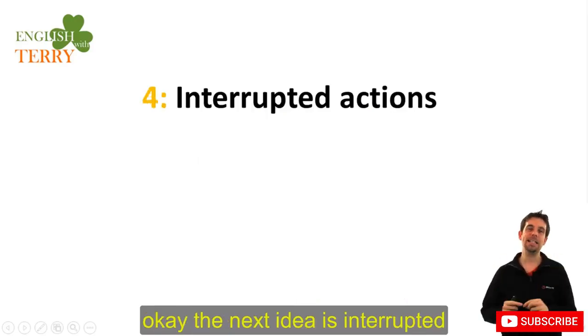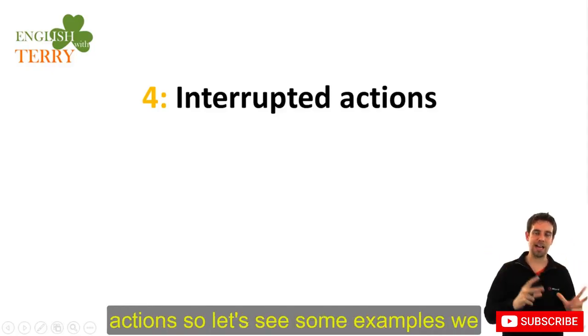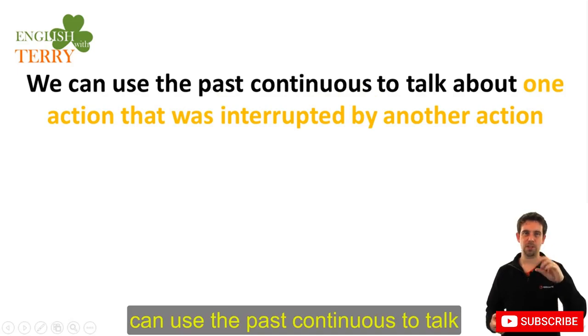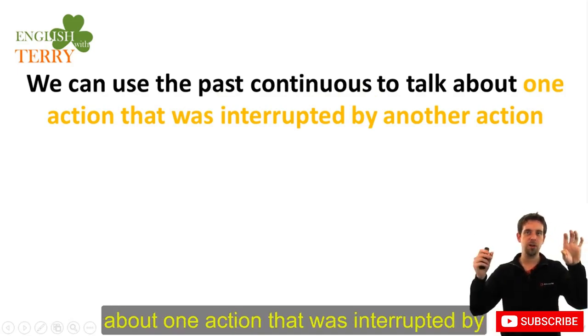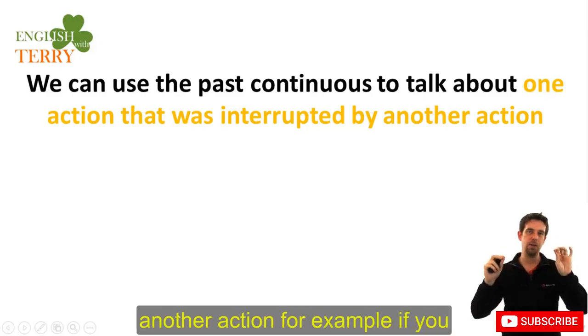Okay, the next idea is interrupted actions. So let's see some examples. We can use the past continuous to talk about one action that was interrupted by another action.